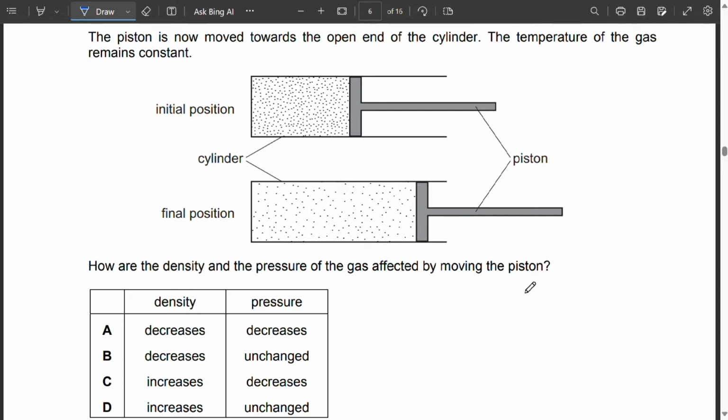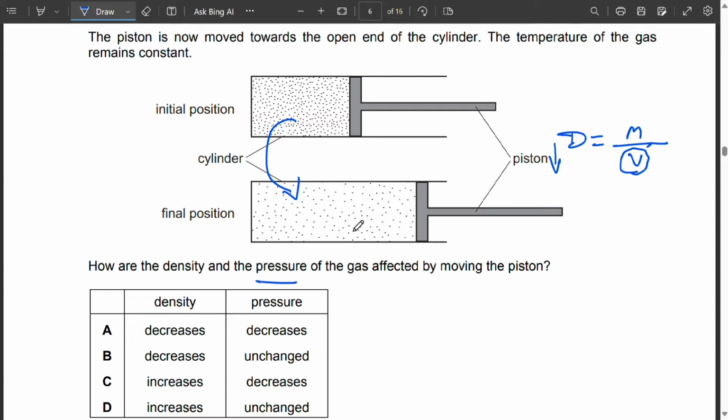Now see, as you are increasing the volume, it's obvious that the density will decrease, because see, what is density? Density is mass by volume. Now mass remains the same. Now see, in this case, from here to here, you are increasing this volume. So if you consider this as a fraction, when you are increasing the volume, the density will go down. The density will decrease. Okay.